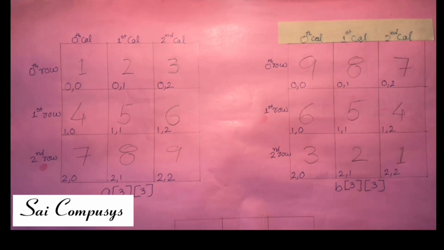Hello everybody. Today we'll see the logic for matrix multiplication. Earlier we saw a program for matrix addition where corresponding elements of the matrices were added. Addition takes place in this form.